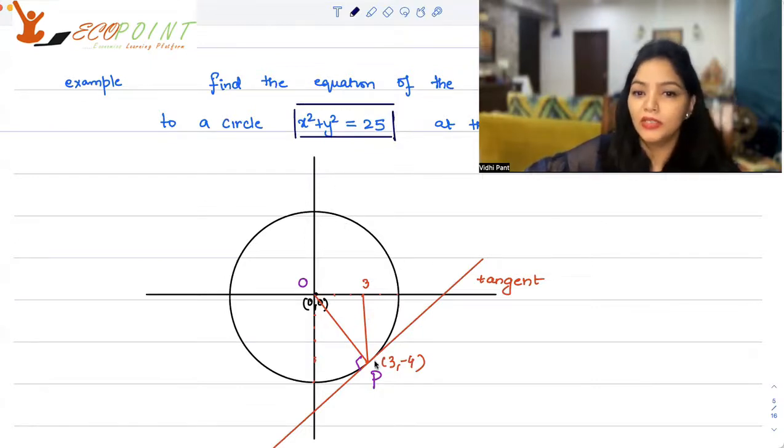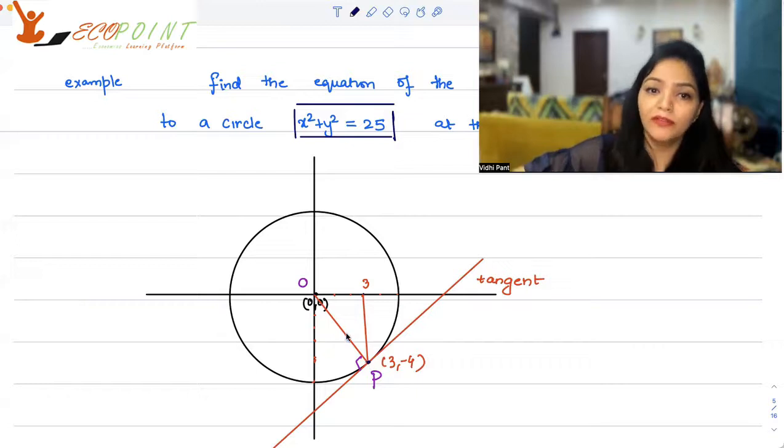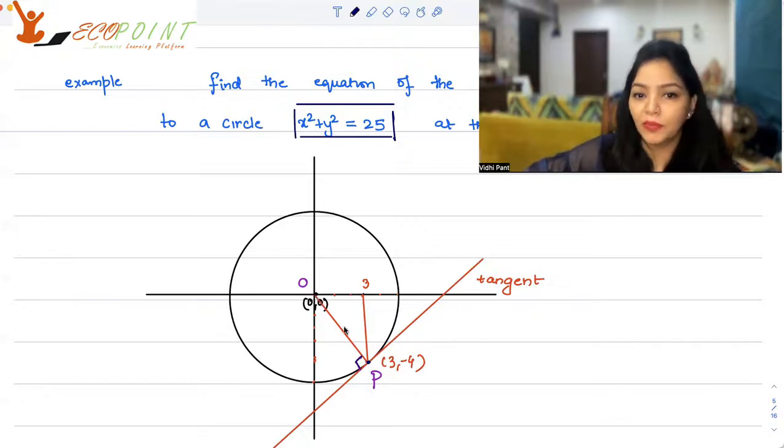Now, the tangent is at 3, -4. It will lie somewhere here. The x-axis value is 3 and the y-axis value is -4. So 3, -4 is somewhere here. And we want to find the equation of this tangent, for which I need the slope of this tangent and the constant c. What I can see here is, if I take this point P, which has the coordinates 3, -4, and join it to the center, I get the radius, which is perpendicular to the tangent.